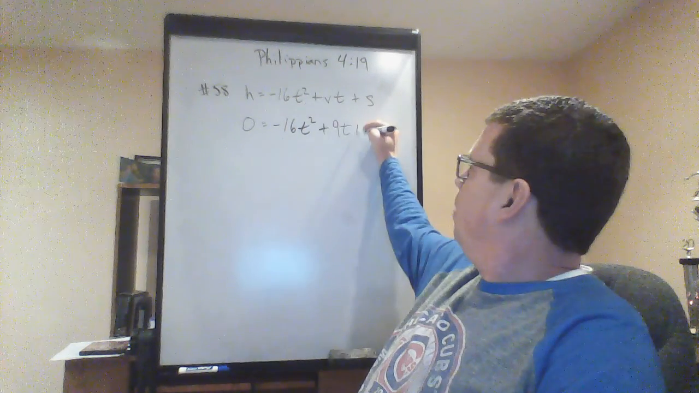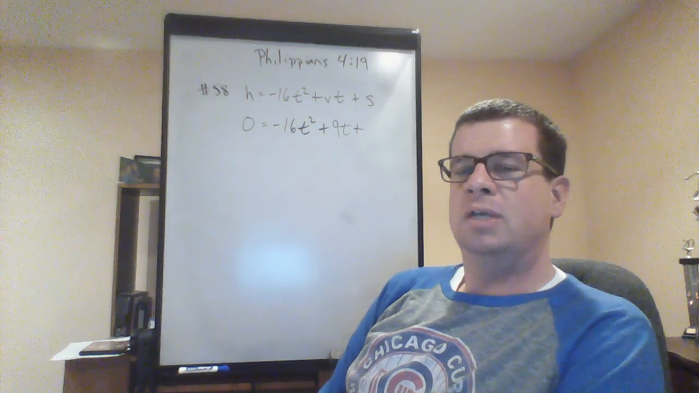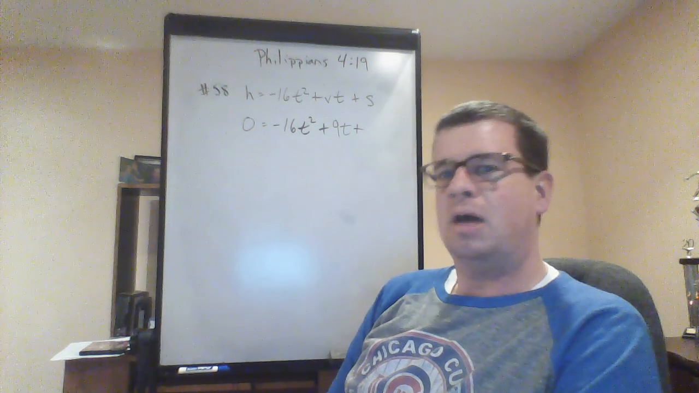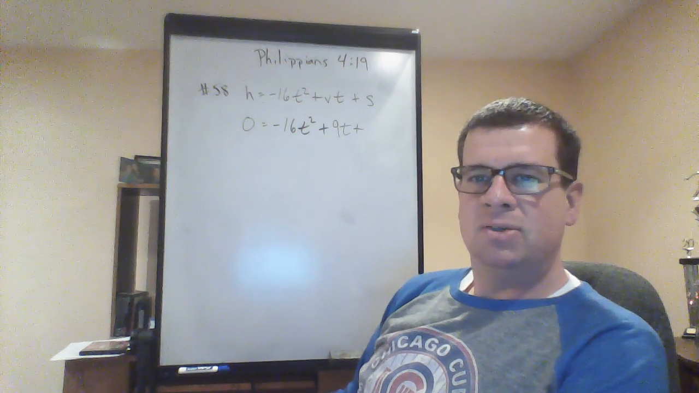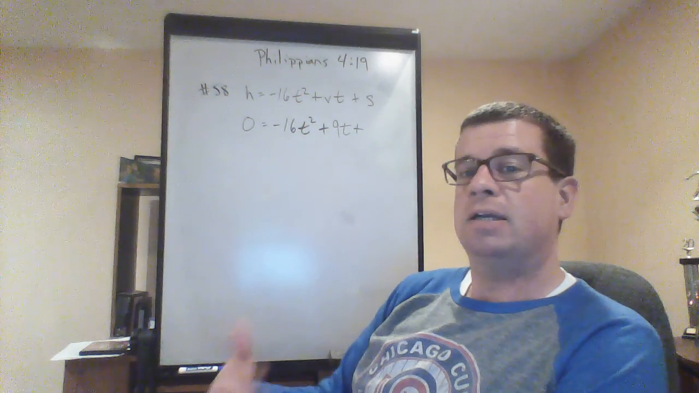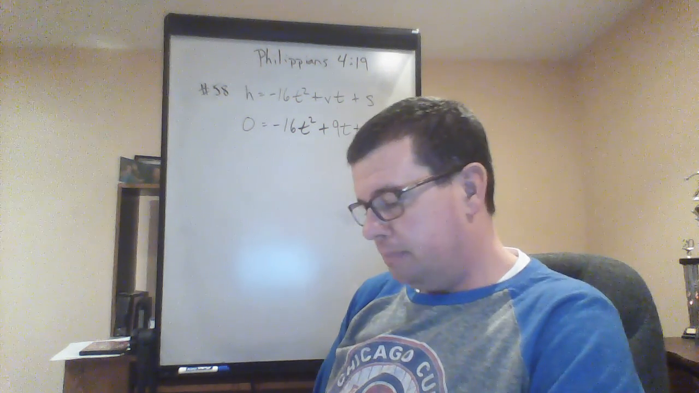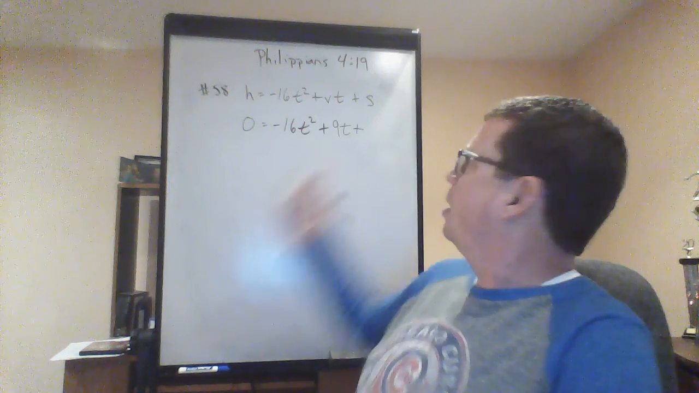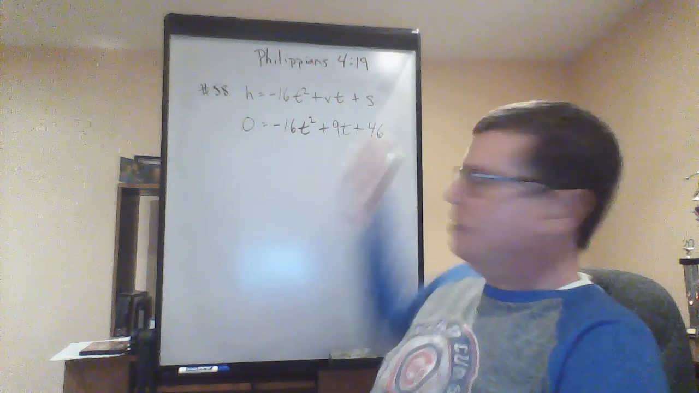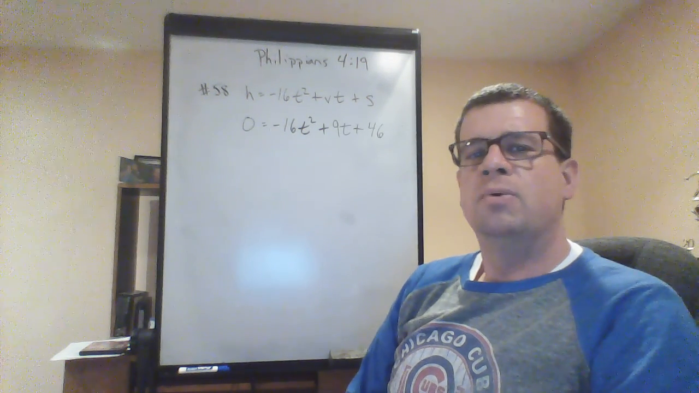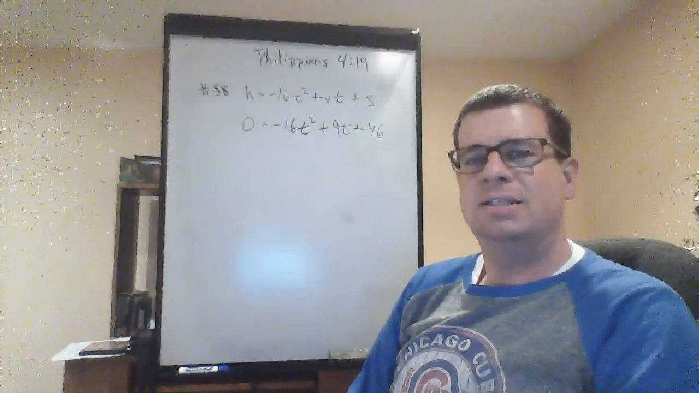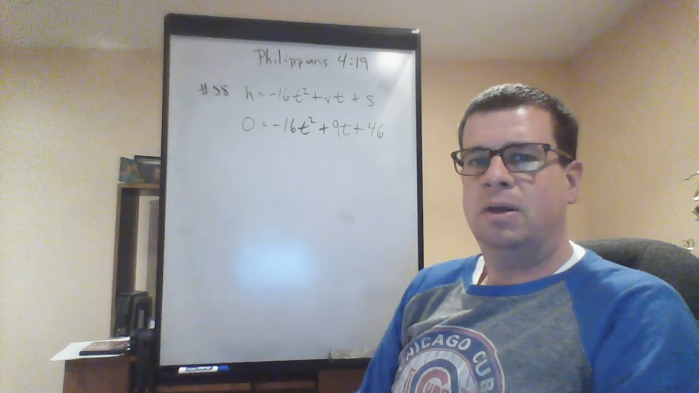And now plus s. Now this is the new one. Remember before when we used this, everything was leaving from the ground. We were kicking a soccer ball from the ground or whatever the case might be. s here is the initial position. It's initial height. How high was this thing originally? And here, she's not on the ground. She's on a cliff 46 feet above the water. So there's the equation that we're going to want to solve: 0 equals negative 16t squared plus 9t plus 46.